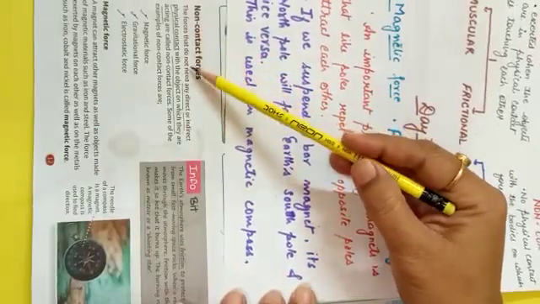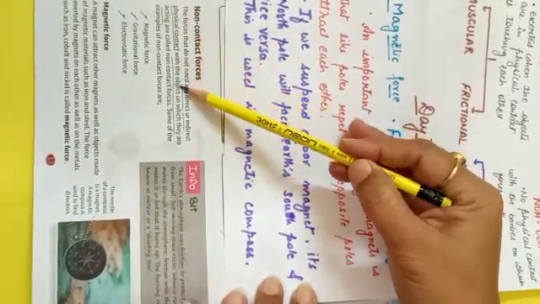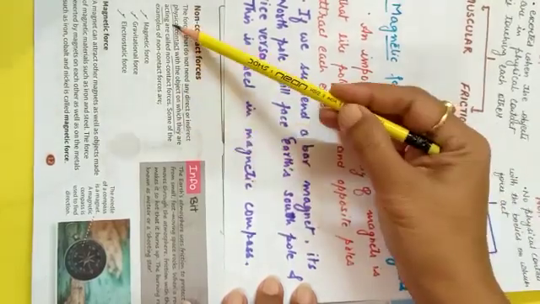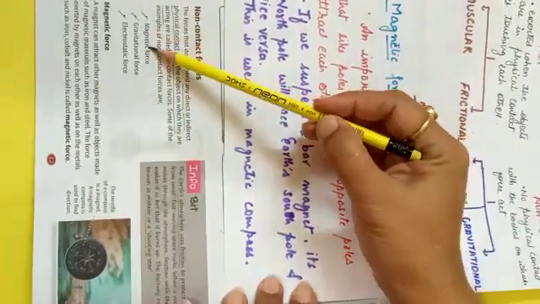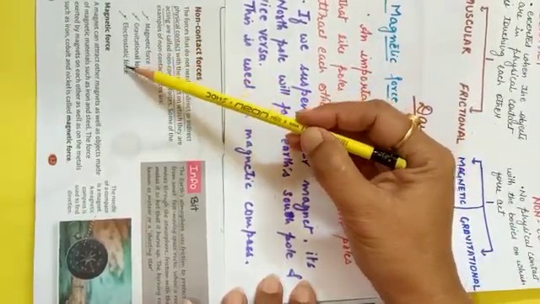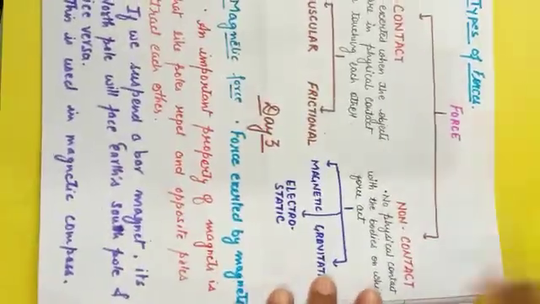The forces that do not need any direct or indirect physical contact with the objects on which they are acting are called non-contact forces. These are magnetic force, gravitational force and electrostatic force. Now let's see what is magnetic force. It is the force exerted by a magnet.